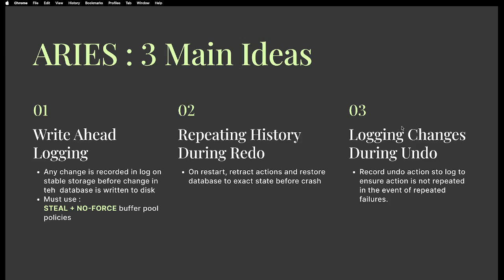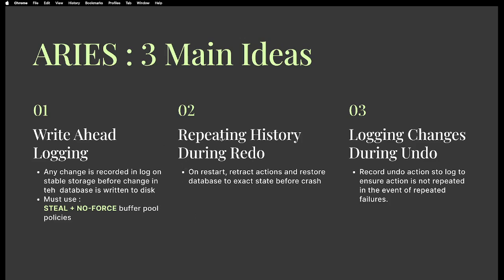Next I'll tell you a bit about the three main ideas of ARIES. This is the main concept and everything revolves around this: write-ahead logging, repeating history during redo, and logging changes during undo. What happens in write-ahead logging is any change is recorded in the log on stable storage before that change is written to our database. That's how it works. And we must use these two things, the steal plus no force buffer pool policies.